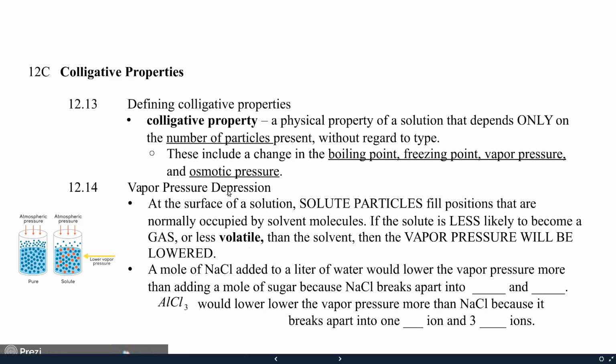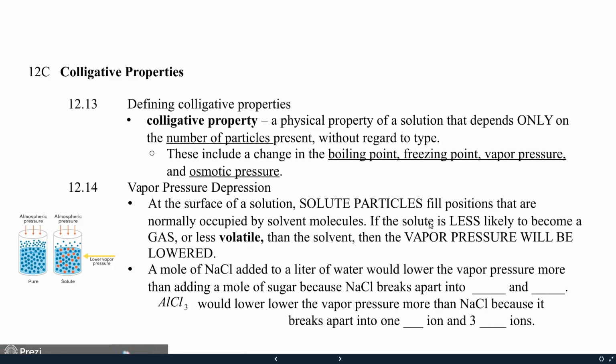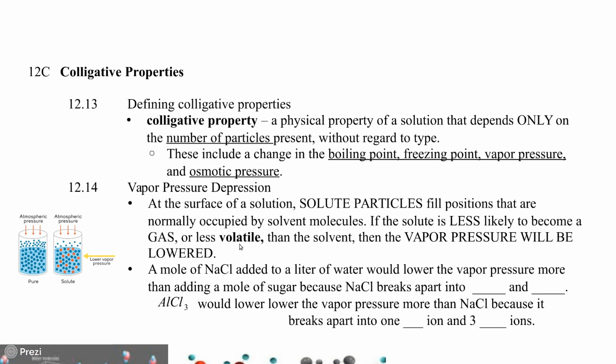Vapor pressure depression. This is the first one. At the surface of a solution, solute particles, now remember, solute particles are what you're dissolving, fill positions normally occupied by solvent molecules. If the solute is less likely to become a gas, or less volatile, now notice that. Less volatile means how likely it is to become a gas. So connect those two, the definition for volatile and what it means. So if the solute is less likely to become a gas than the solvent, the vapor pressure will be lowered.